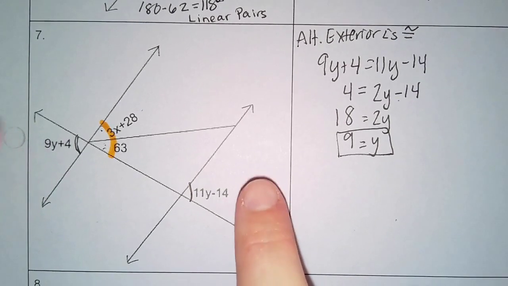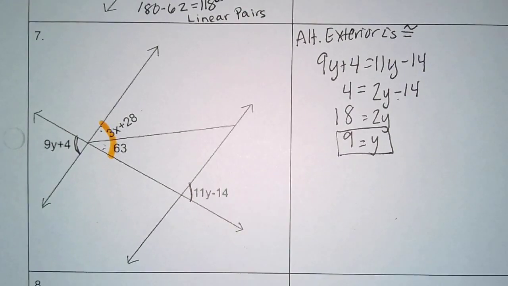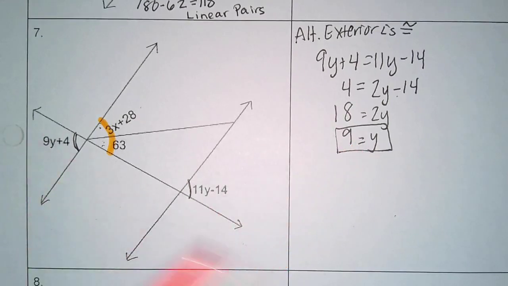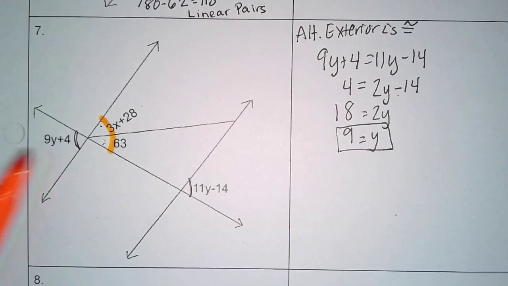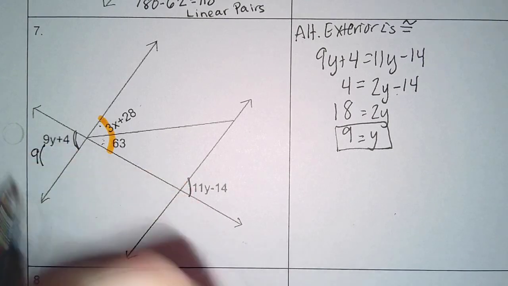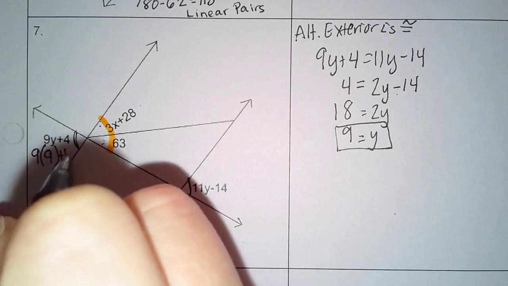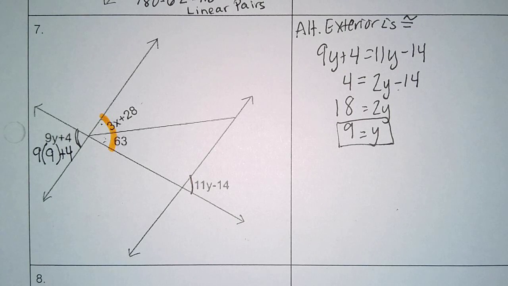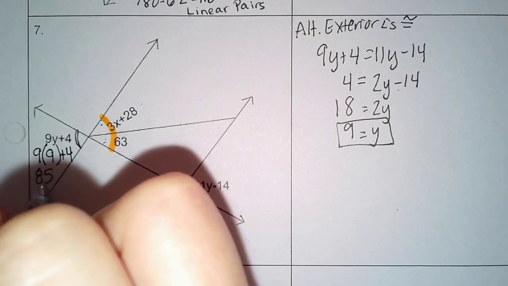Didn't we plug the y back into, like, wouldn't it be 9 times 9 plus 4 then? Yeah, we're going to plug y back into one of those. So you're saying this one? Yeah. Okay, let's do that. So, yes, we're right there. 9 times 9 plus 4, 85 degrees. Dalton, what did you say they were?